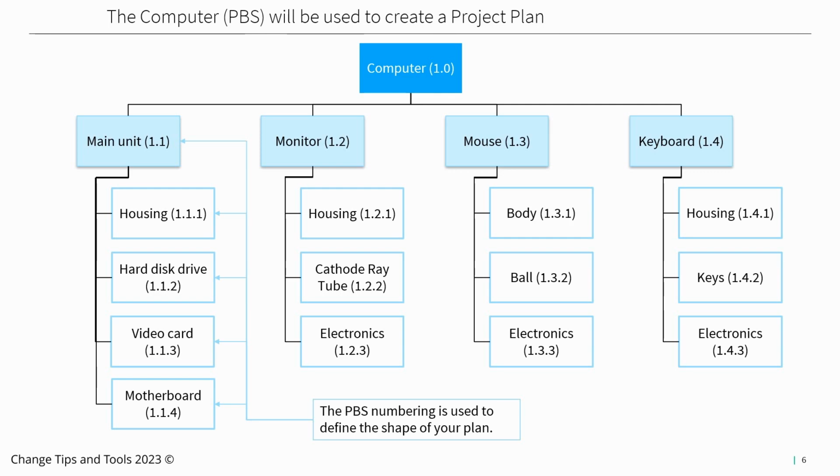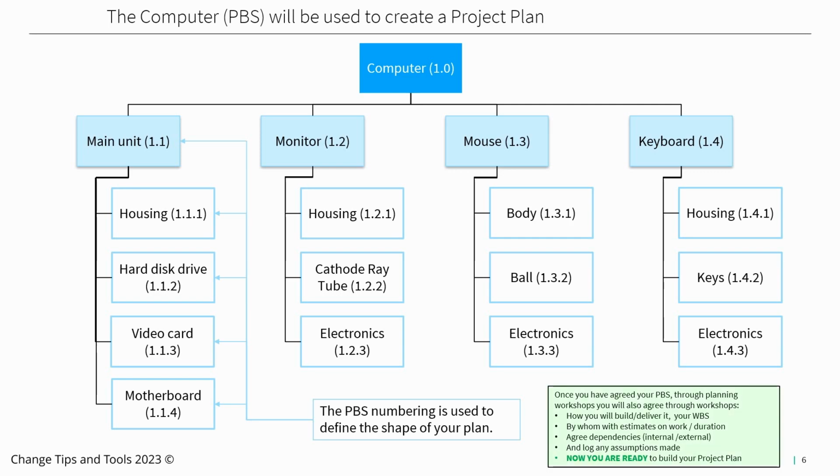Now the PBS should look something like this, and help identify the structure of what you are going to deliver in your project, along with other data that you are going to gather during your workshops. Like, how will you build and deliver your product or your WBS, by who, and the estimates on work and duration. And during these planning workshops, you will agree the dependencies, not only internal to your project, but also external to your project.